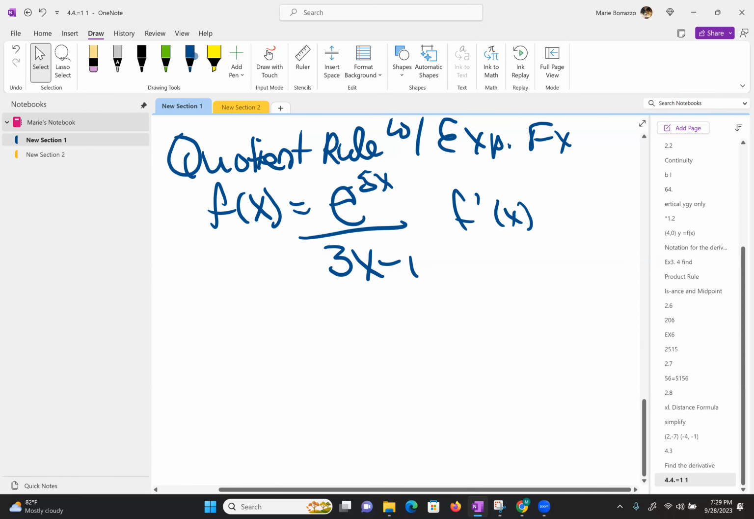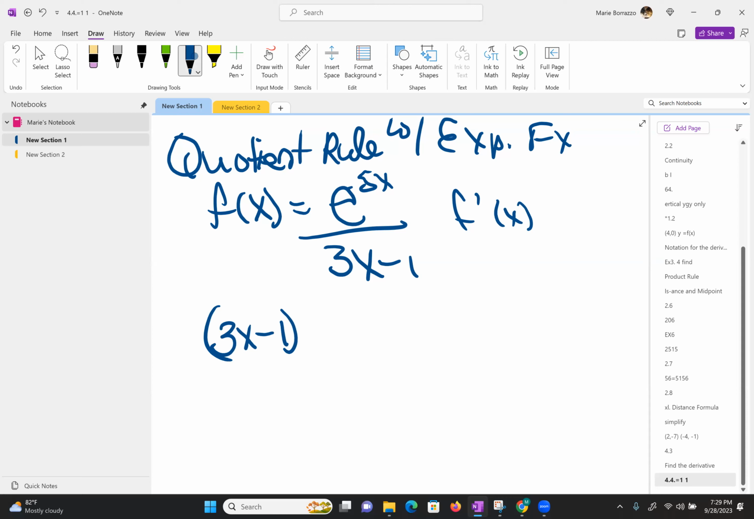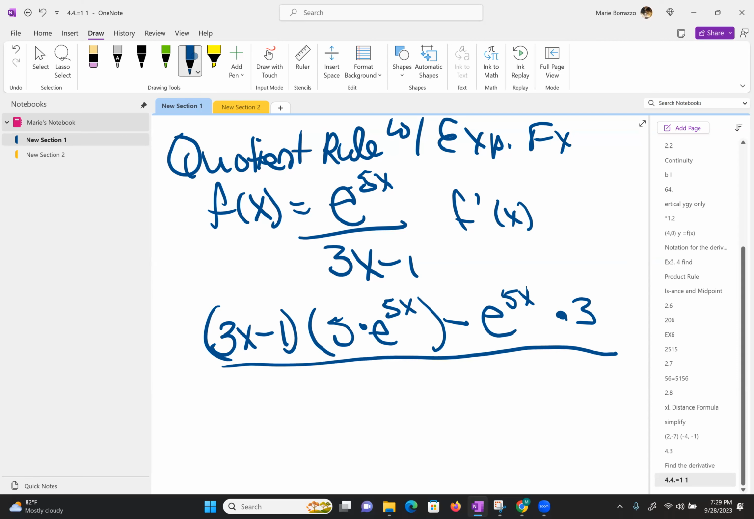So using the quotient rule, if you recall, this will be 3x minus 1 times the derivative of e to the 5x, which is basically 5 times e to the 5x, minus e to the 5x times 3. And all of this is over 3x minus 1 squared.